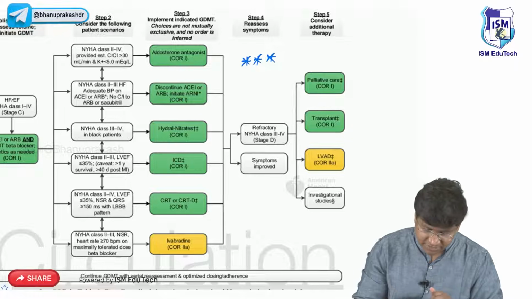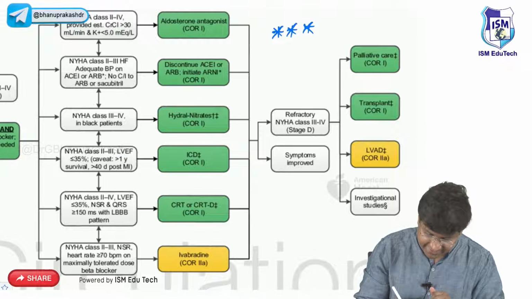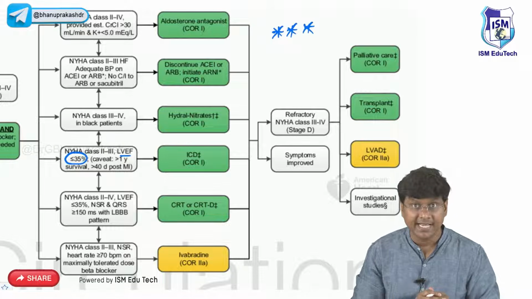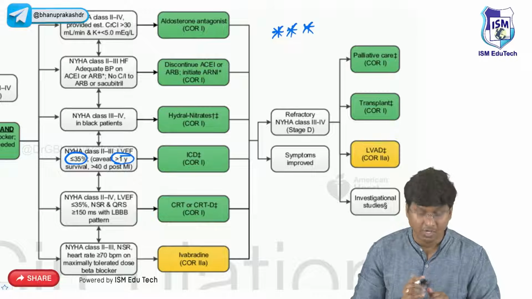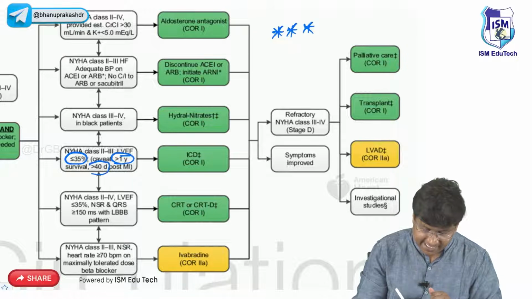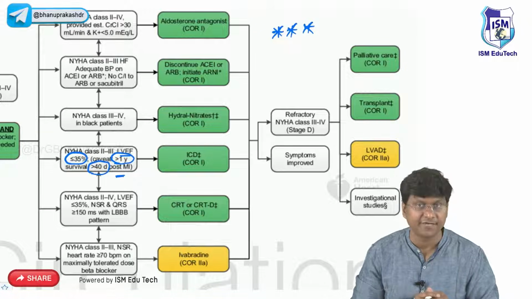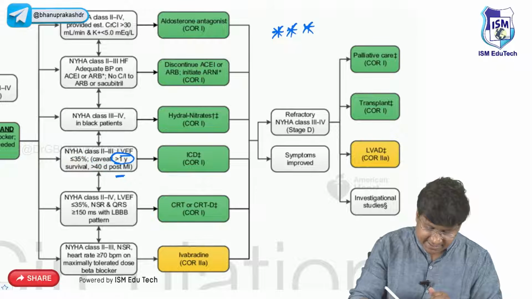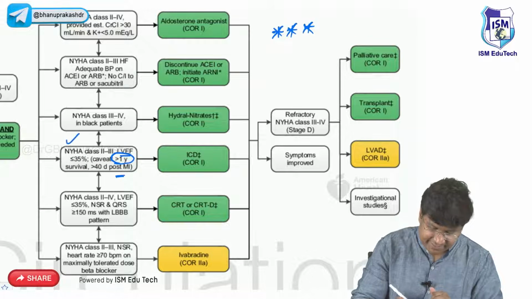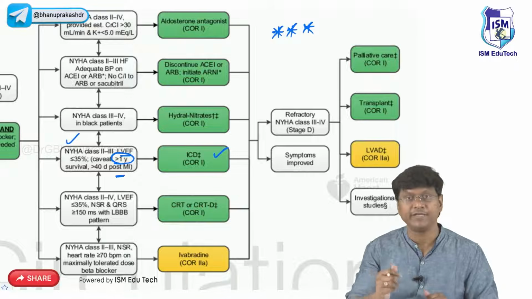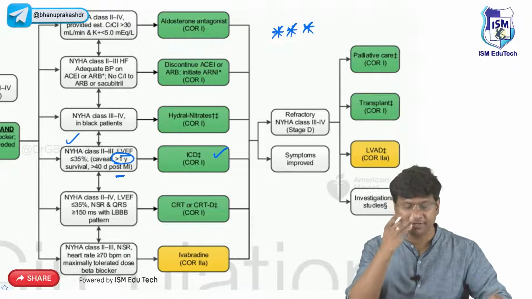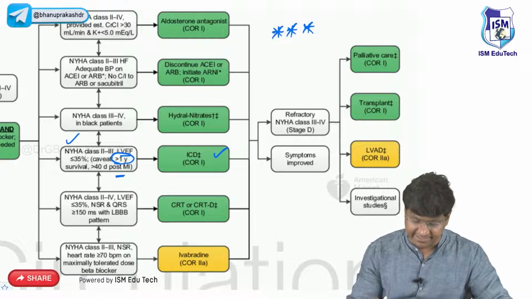Those patients where the LV ejection fraction is less than 35% and it has been more than 1 year, or more than 40 days after post myocardial infarction, if the patient is still having NYHA class 2 or class 3 symptoms, he is the candidate for implantable cardioverter defibrillator because they are at increased risk of sudden cardiac death.